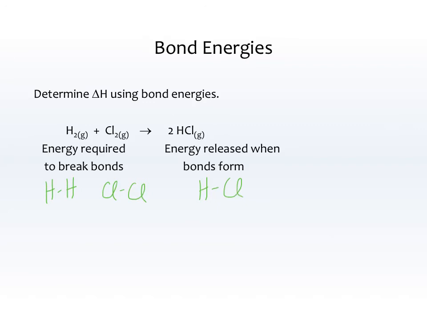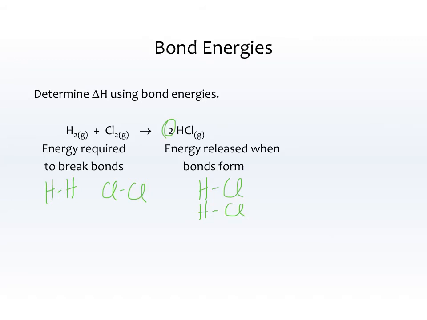The idea is just, in H2, there's 2 H's bonded together. In Cl2, there's 2 Cl's bonded together. In HCl, there's an H bonded to a Cl. But since there's 2 of them, there's actually 2 H's bonded to a Cl. So look on your bond energies chart.